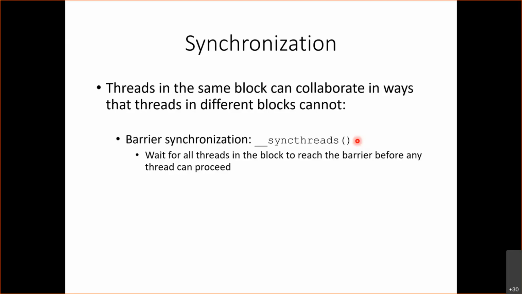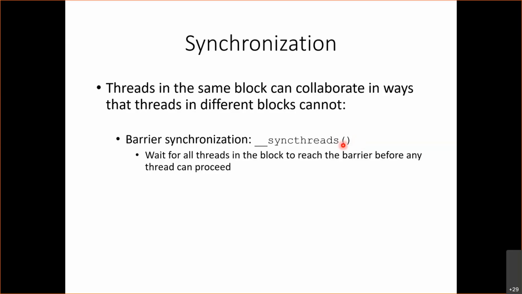So when executing some kind of code, the threads can execute this barrier. What this barrier says is that all the threads need to arrive at this barrier before any of them can proceed. And this helps them coordinate work across each other. Okay.